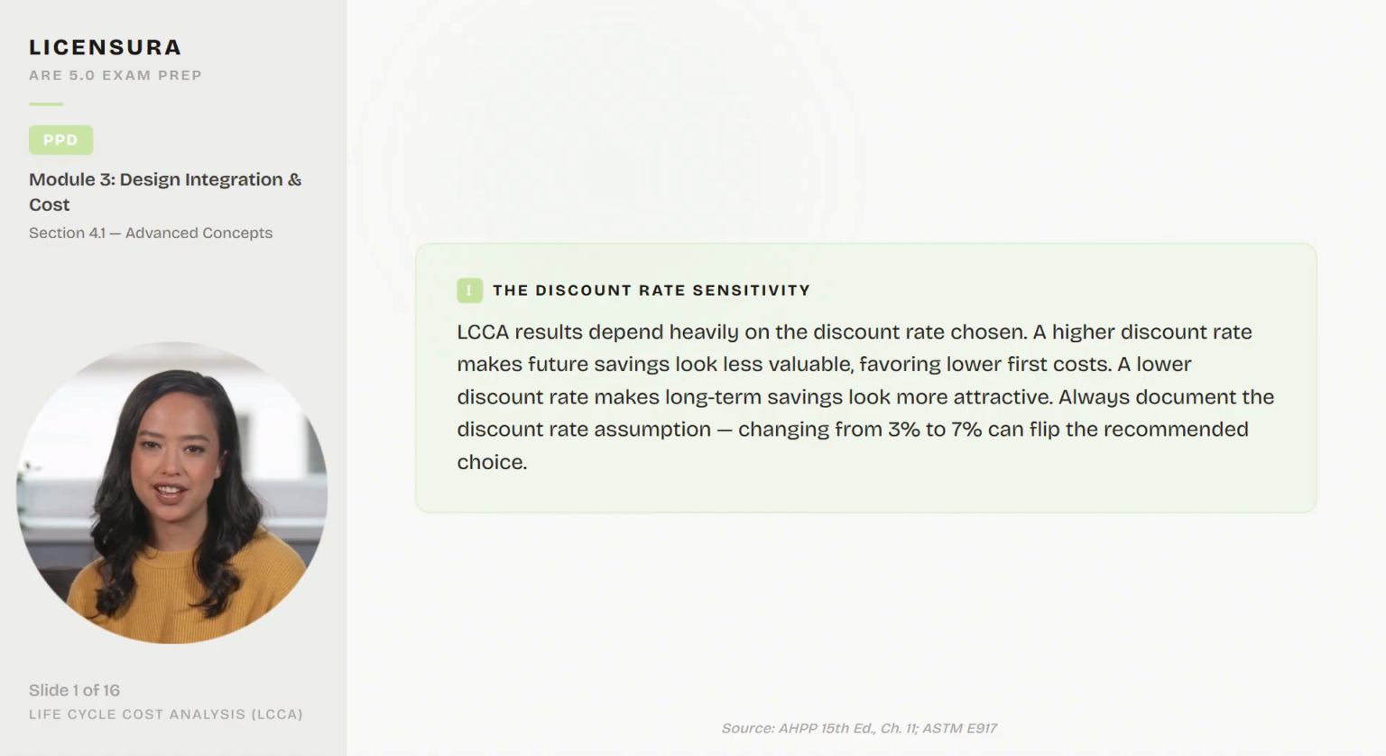The discount rate sensitivity. LCCA results depend heavily on the discount rate chosen. A higher discount rate makes future savings look less valuable, favoring lower first costs. A lower discount rate makes long-term savings look more attractive. Always document the discount rate assumption. Changing from 3% to 7% can flip the recommended choice.